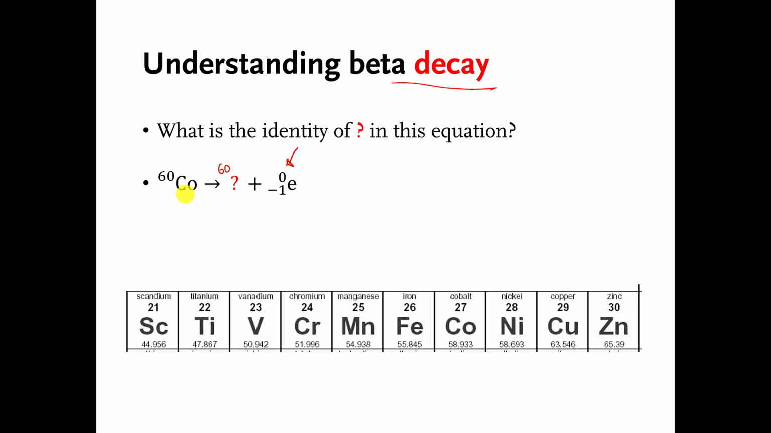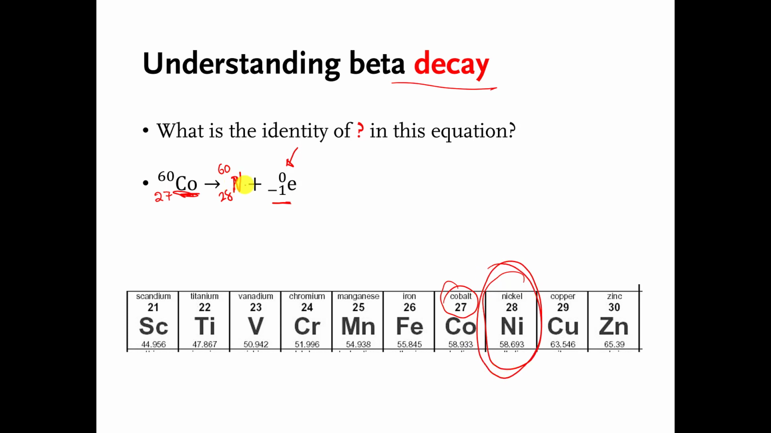Then we look up how many positive charges Co has. Co is cobalt. Cobalt has 27 positive charges. So everything on the left side adds up to 27 positive charges. We have to add up to 27 positive charges on the right side. So you say what number plus -1 is going to equal 27? And the answer is going to be 28. Then we can say, well, who's got 28 positive charges? Well, here it is. It's nickel.